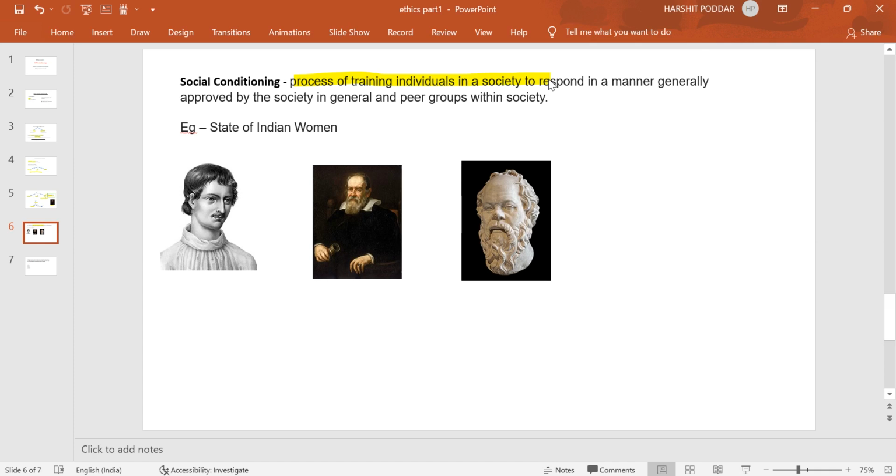Without being told, a person understanding that this work is theirs, that is the consequence of social conditioning. Because nobody tells you that you have to do this. Nobody tells the women that you have to cook. But women by themselves, even though nobody tells, feel pressure that they need to cook. Okay, therefore this is a consequence of social conditioning.